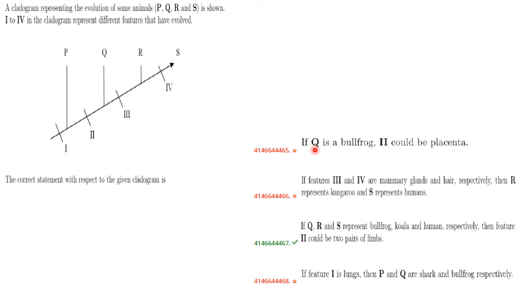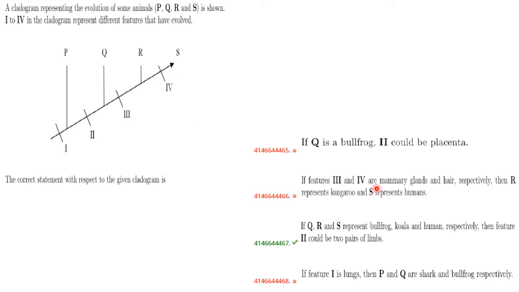So if Q is a bullfrog, 2 could be placenta. So this is Q. They say that Q is a bullfrog, then 2 is placenta. So placenta evolved in bullfrog. Bullfrog doesn't have placenta. So that is not correct.